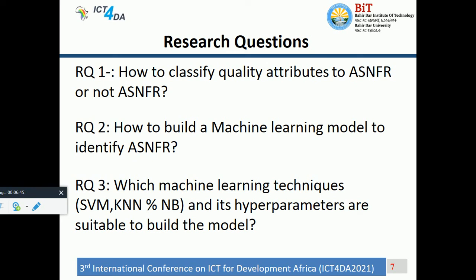The first question is how to classify quality attributes into architecturally significant requirements and non-significant requirements. The second question is how we can build a machine learning model to identify those significant requirements. The third question is about machine learning techniques, especially SVM, KNN and Naive Bayes algorithms: which one performs better on this problem, and what hyperparameters of those algorithms are suitable to build the models.